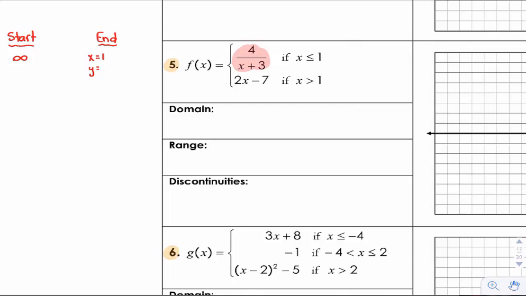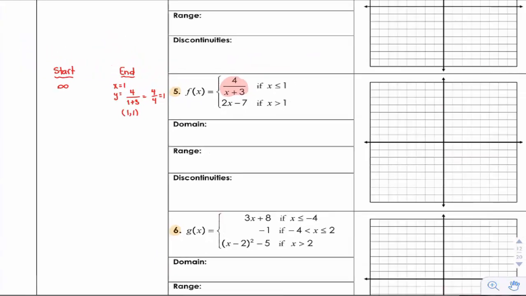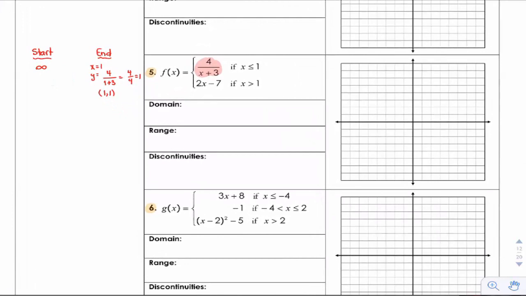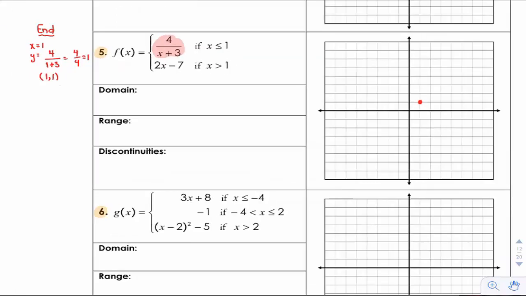You do that by plugging in. I'm going to plug in 4 over 1 plus 3. So that's going to equal 4 over 4, which is 1. So my ending point is the point (1, 1). So on my graph, I'm going to plot just a piece of this. Again, we're graphing when x is less than or equal to 1. So I'm going to start with the point (1, 1). And if you know this graph, understand I'm only graphing it to the left, but you still want to know what the whole graph looks like.